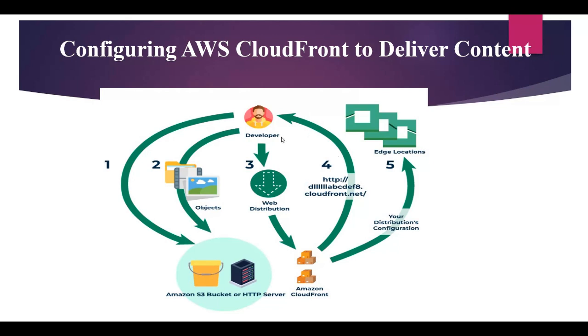Then it creates the distribution. Through this distribution, it forms the link URL. Using this URL we can access the content. So now we can see the demo of how to configure AWS CloudFront to deliver the content. Let's go and create the S3 bucket first.